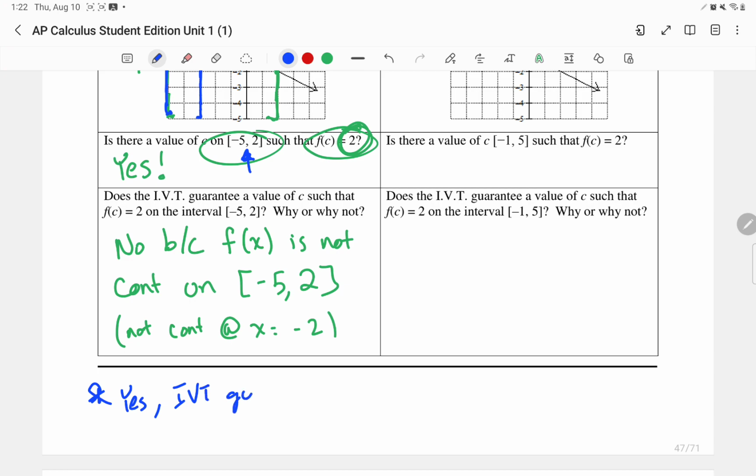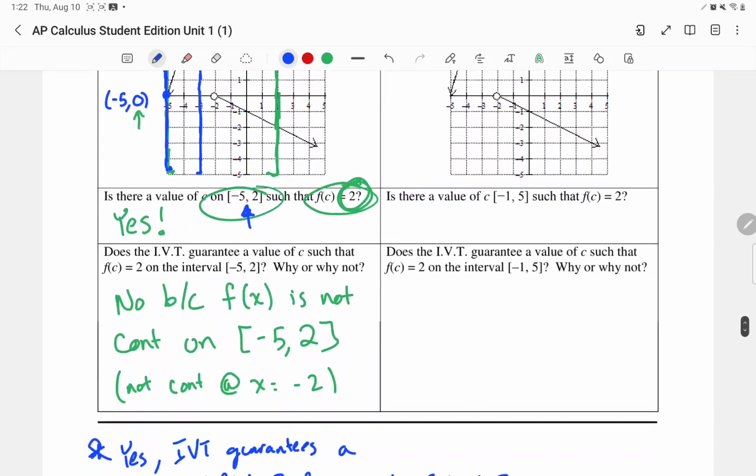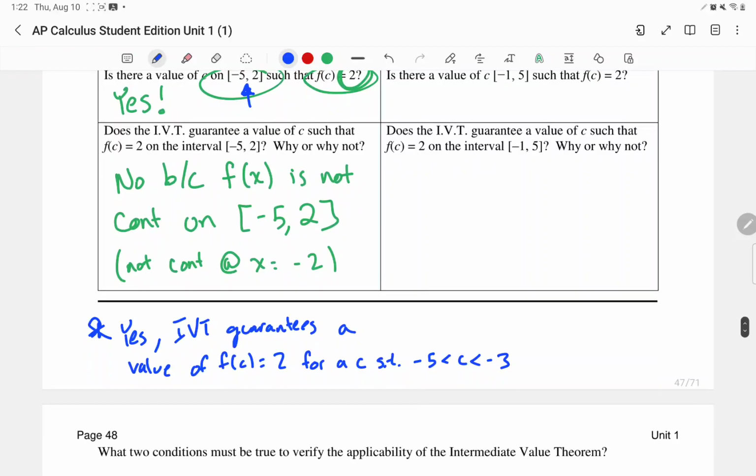IVT guarantees a value of f of c equal to 2 for a c such that -5 is less than c, which is less than -3. So in between there. This is a little bit advanced, I could throw that in as extra credit.